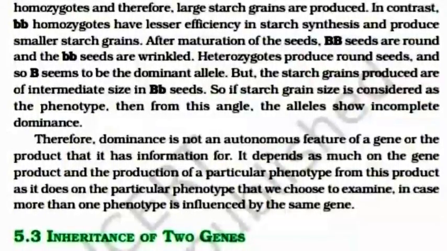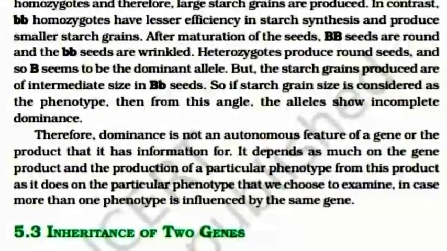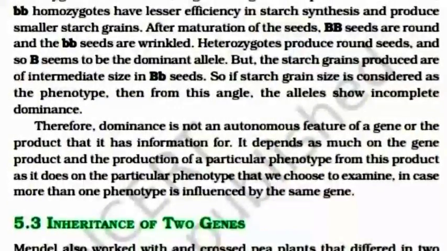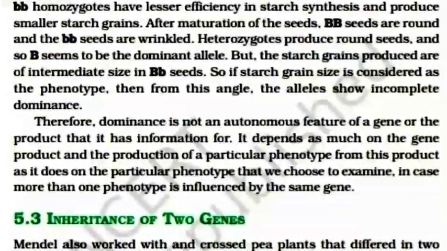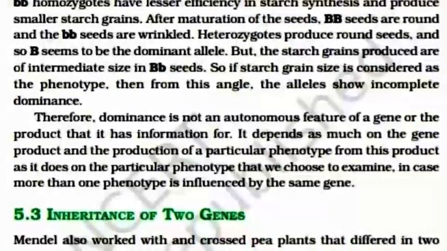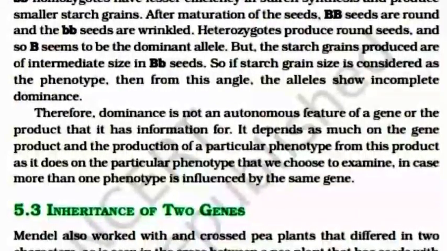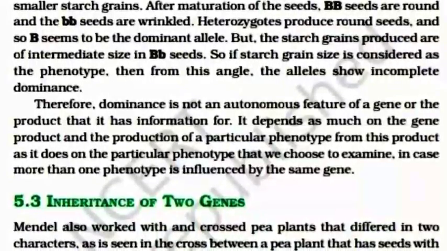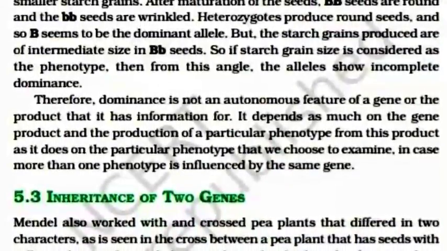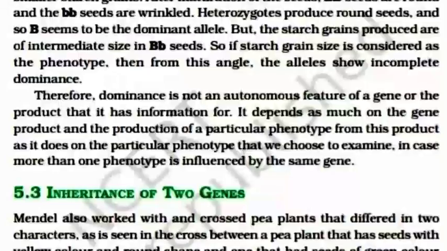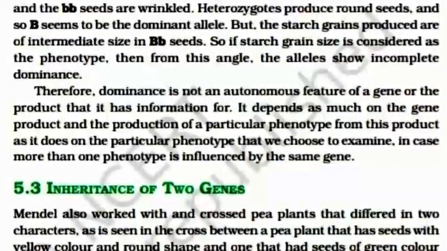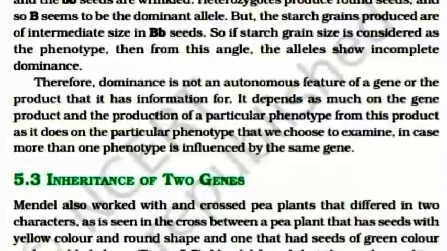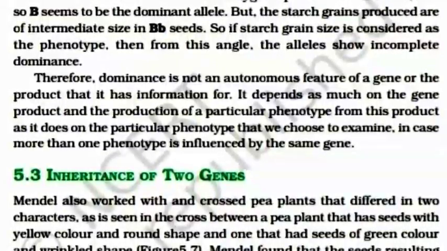Heterozygotes produce round seeds, and so B seems to be the dominant allele, but the starch grains produced are of intermediate size in Bb seeds. So if starch grain size is considered as the phenotype, then from this angle the alleles show incomplete dominance.